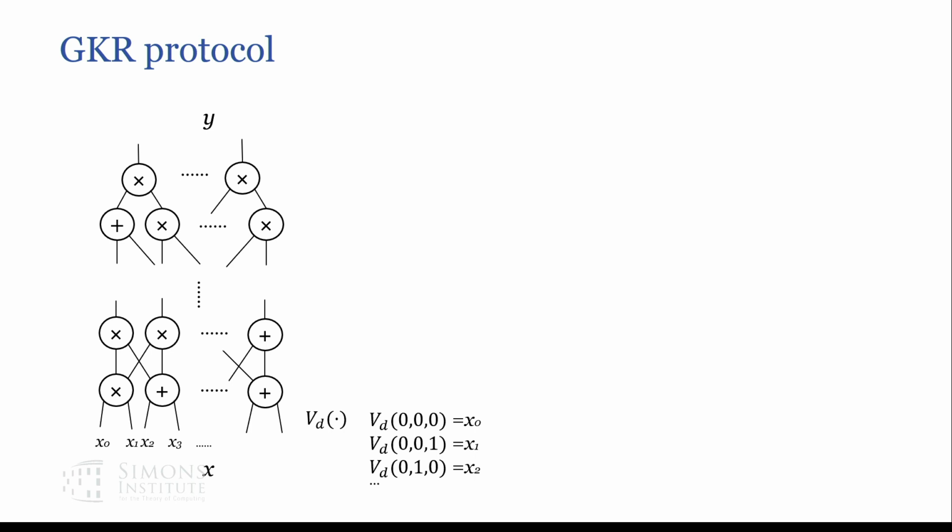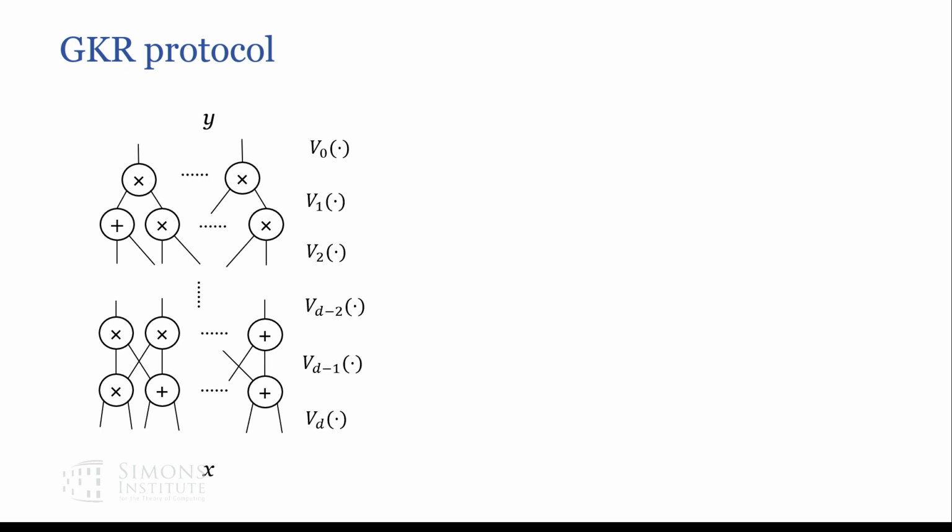We want v000 to equal x0, and then v001 equals x1, and so on and so forth. In this way, if the polynomial is multilinear, the input defines a unique multivariate polynomial, so there's a one-to-one mapping between the polynomial and the input. And similarly, we are going to define one polynomial using the values in each layer of the circuit.